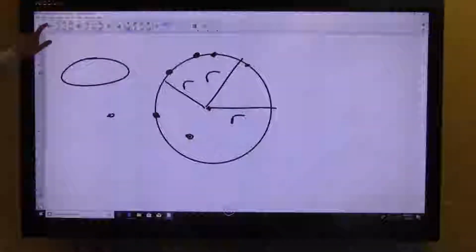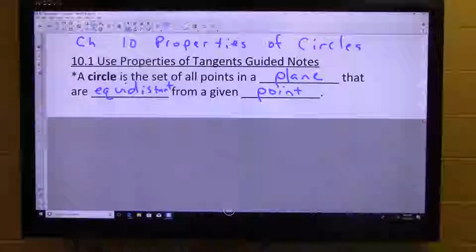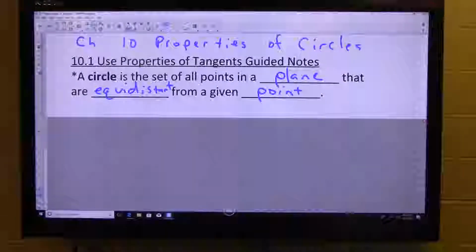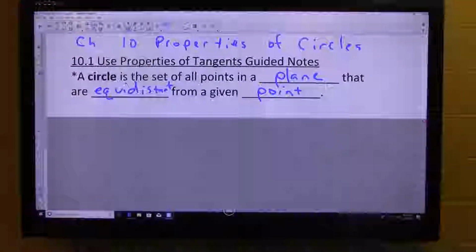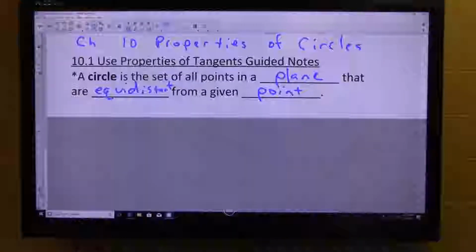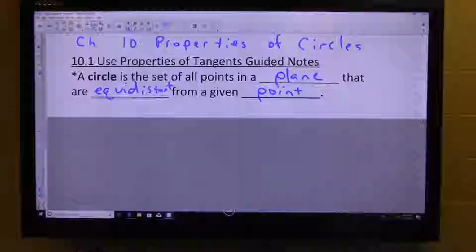So let's go ahead and write that down. I've got you some guided notes, and I'm going to try to give you as many guided notes as I can. And by the way, if you couldn't tell, this is the first video I'm making, so I may have to adjust. I might have to do a video earlier or a video later, depending on when my wife decides to go into labor.